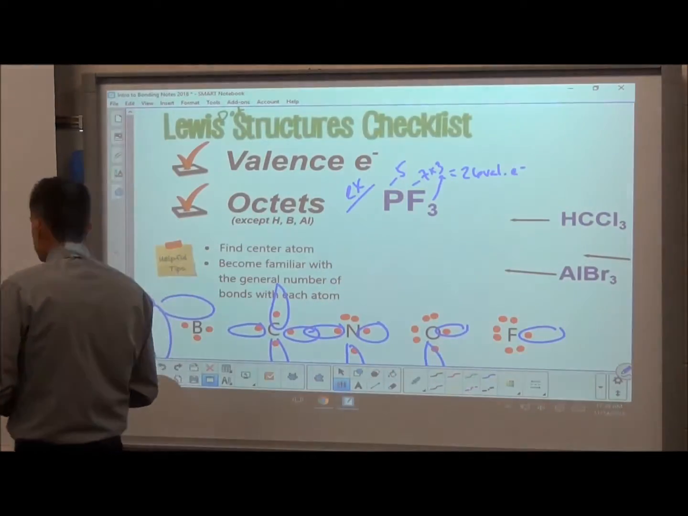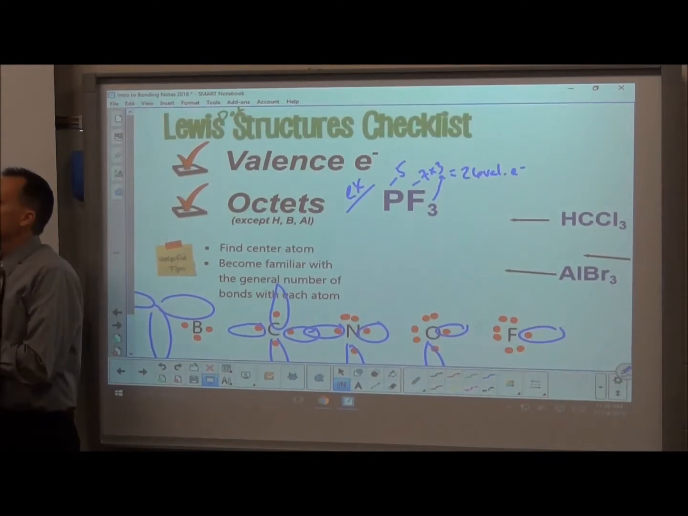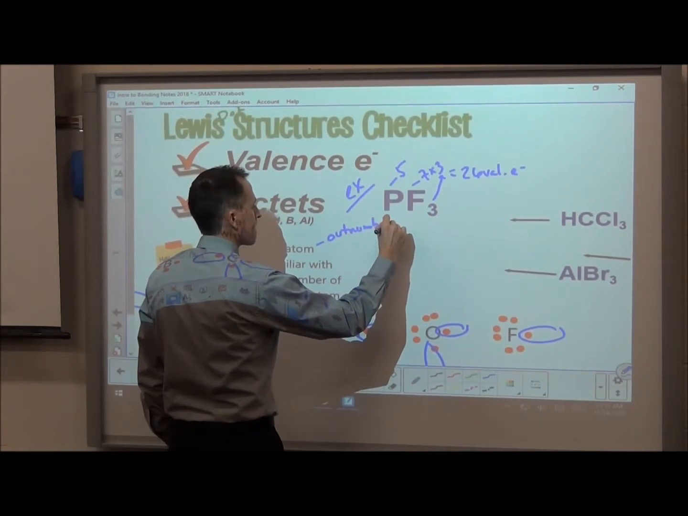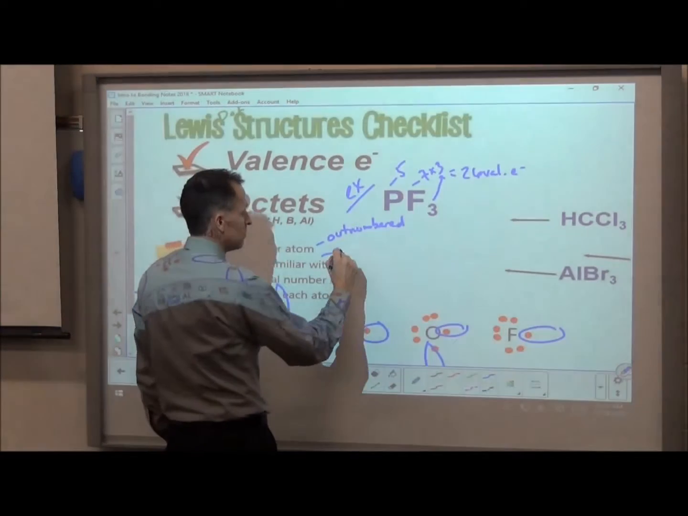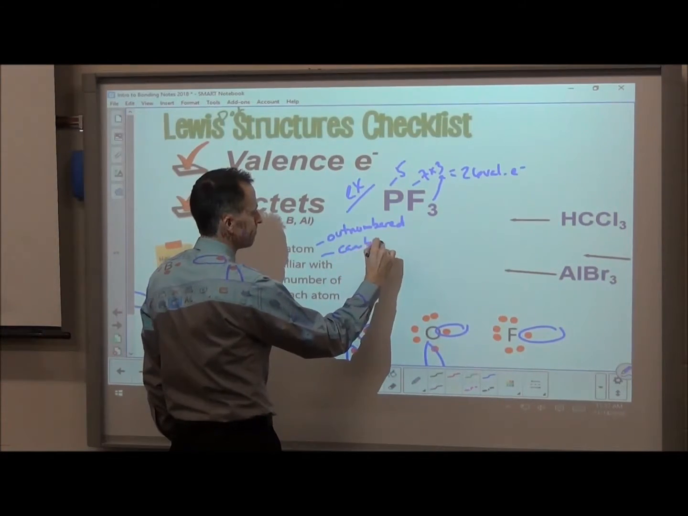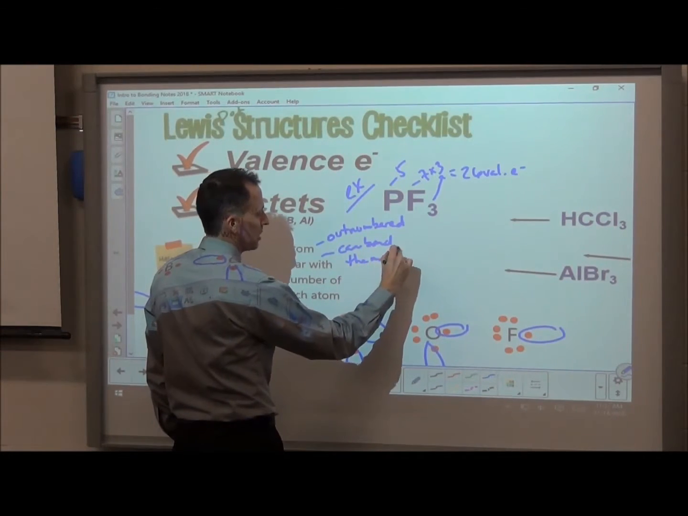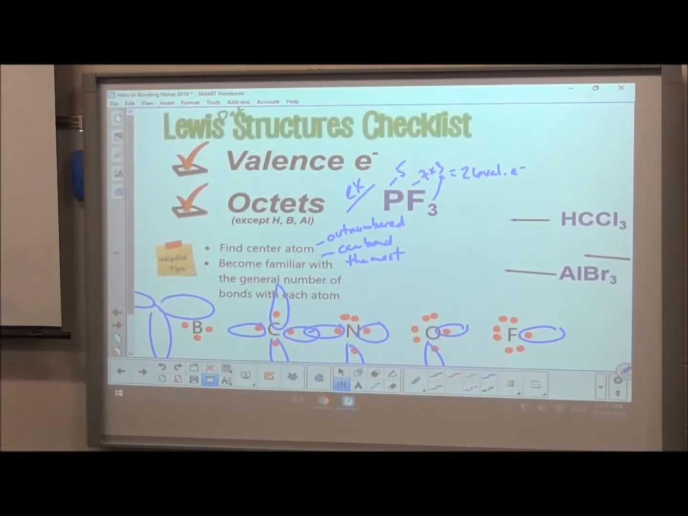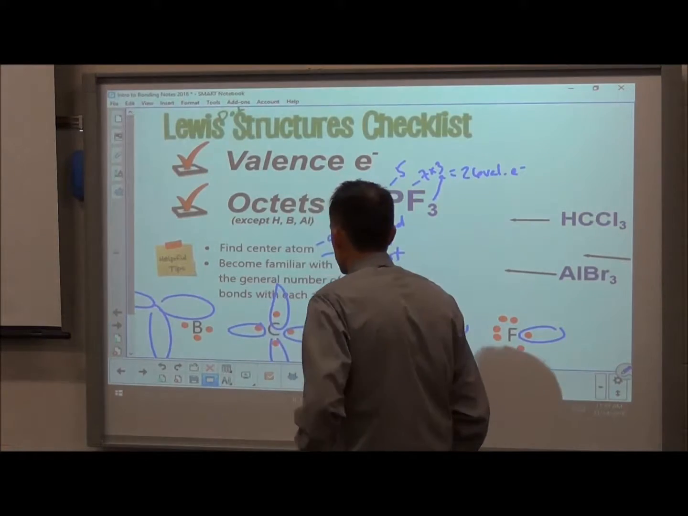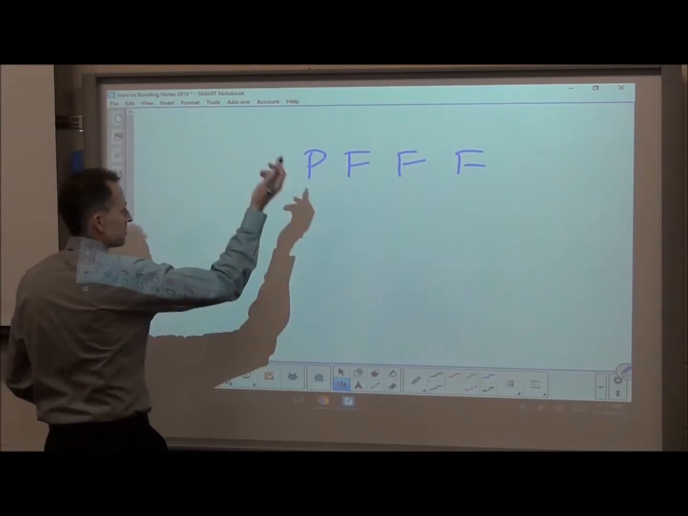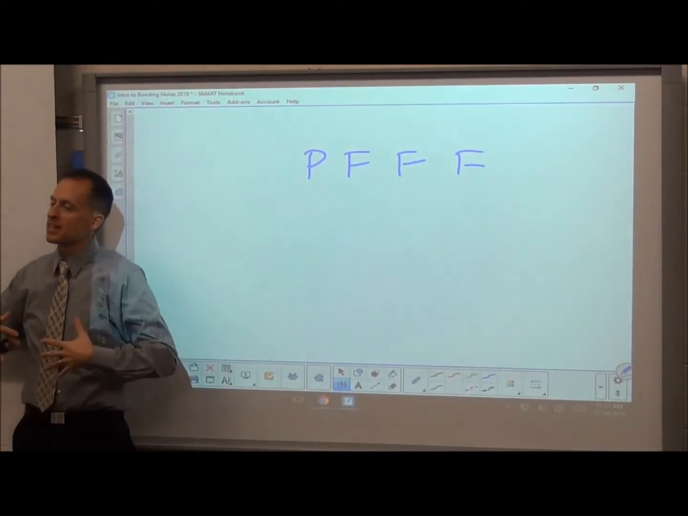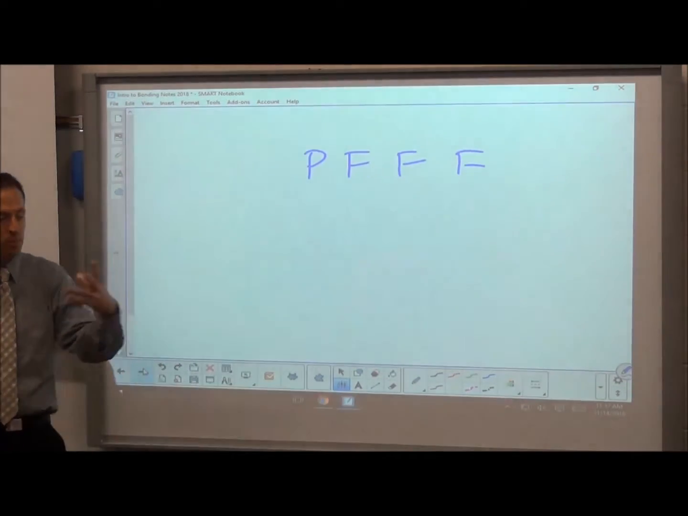So, first rule, tip, find the center atom. This is what your center atom is. It's outnumbered and/or bonds, it can bond the most. If you can find the center atom, you are going to get a better chance of figuring this out. I'm going to come right back to this, but this is what people do. They take PF3 and they go PFFF, and you just want to make one big long line. It's not a center atom. Nature finds the center atom and all bonds to the middle.